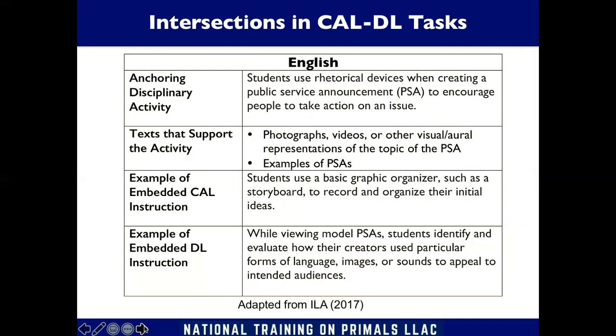An example of an embedded CAL activity would be the use of a basic graphic organizer, such as a storyboard, to record and organize the students' initial ideas. While an example of an embedded DL activity will be that while viewing model PSAs, the students will identify and evaluate how their creators use particular forms of language, images, or sounds to appeal to intended audiences. So this skill is specific to the discipline.